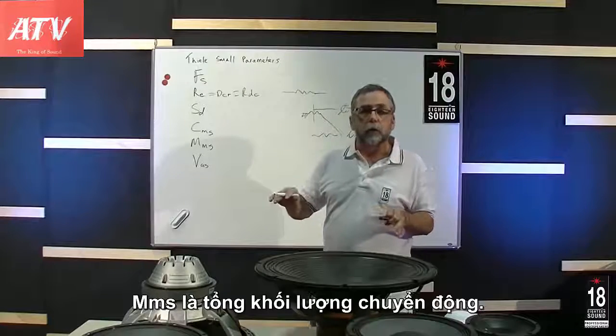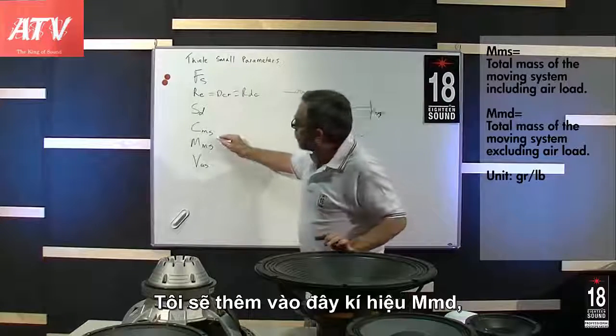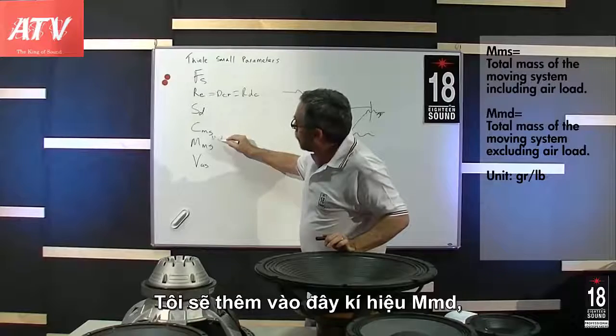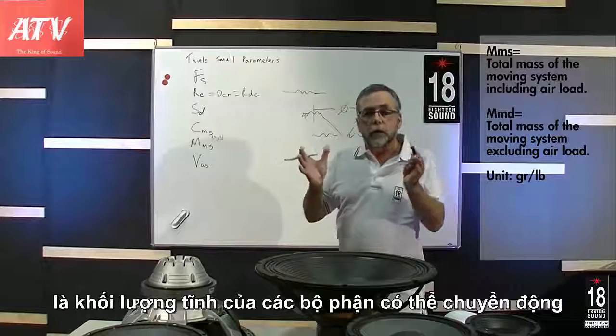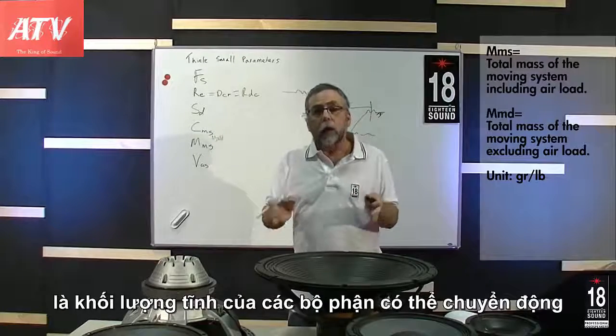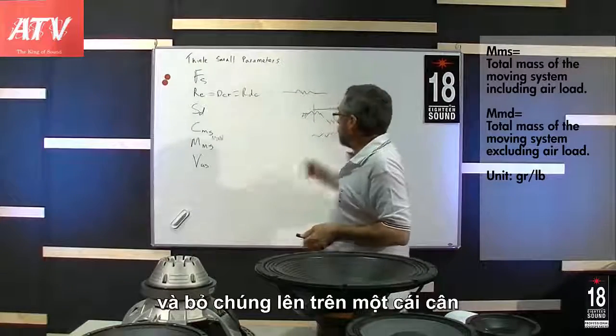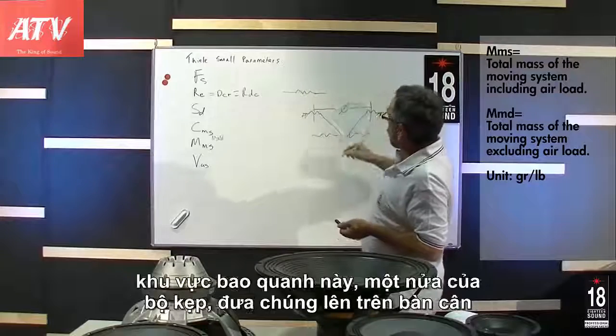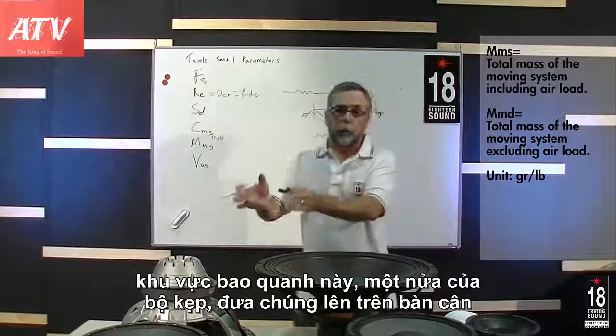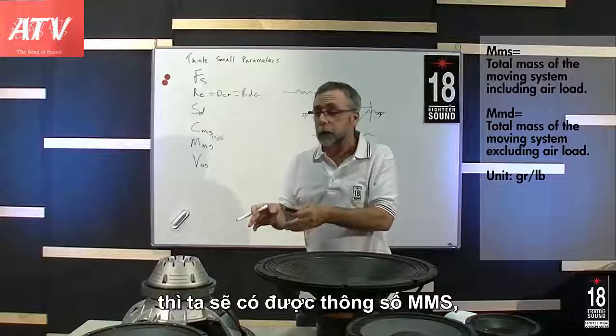MMS is the total moving mass. I'll insert MMD, which is the static mass of the parts that can move. That is, if we could take them and put them on the scale, typically we'll take half of the surround, half of the spider, put it on a scale, that would be the MMD.